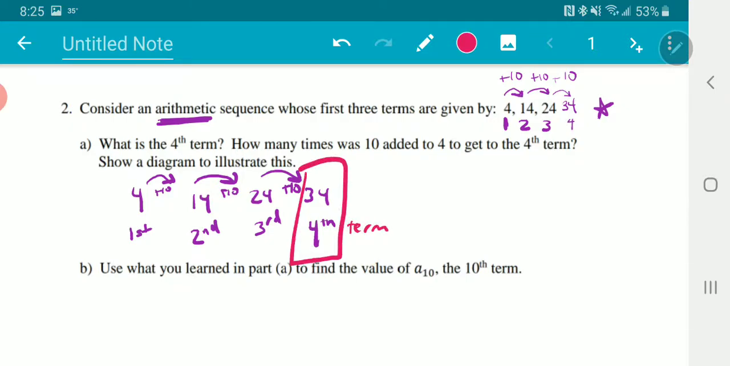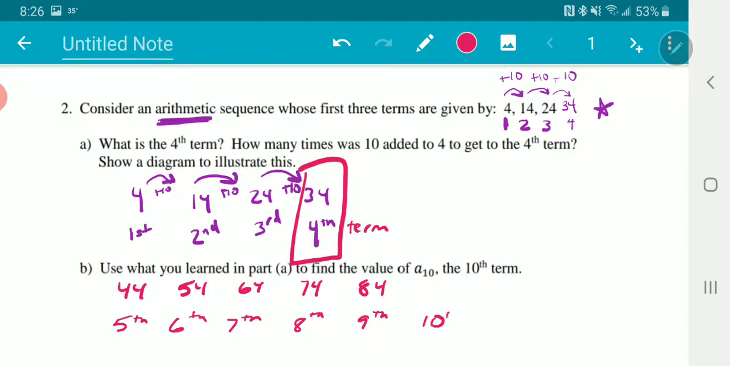So use what we learned in part A to find the value of a sub 10, which is the 10th term in the series. So if you wanted to, you could just continue. The fifth term would be 44. Sixth would be 54. We're just adding 10 every time. Seventh would be 64. Eighth would be 74. Ninth is 84, and my 10th term is going to be 94.